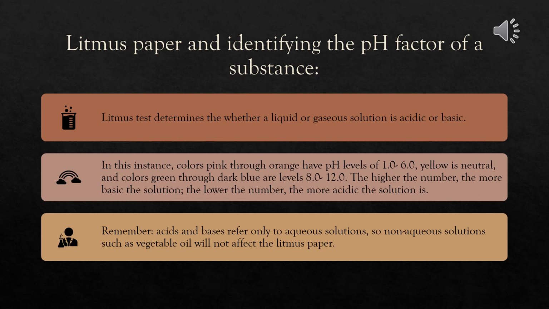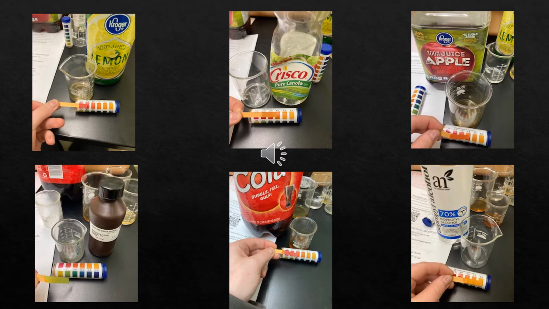Here on this slide are some examples from a litmus test. You can see that both the lemon juice and the cola are the most acidic because when compared to the chart, they have the darkest color. You can also see that the potassium iodide in the brown bottle is fairly basic because of its greenish color.